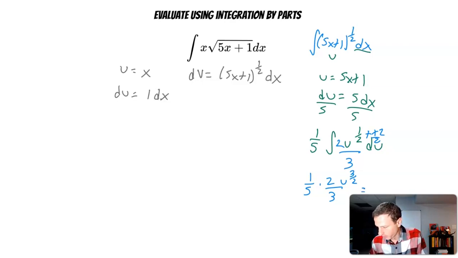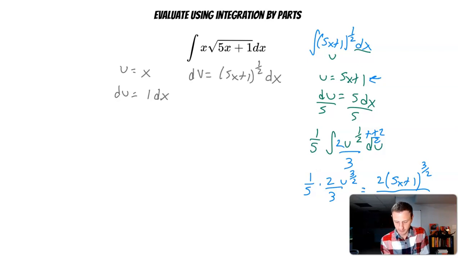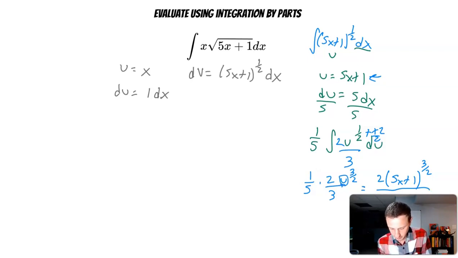So let's now take that as 2, and then u is equal to 5x plus 1. That's what we said our original u was, 5x plus 1. So 5x plus 1 to the 3/2 over 15. 5 times 3 is 15. I replace u with 5x plus 1. So I think we're good now. I think we now have done dv to v.